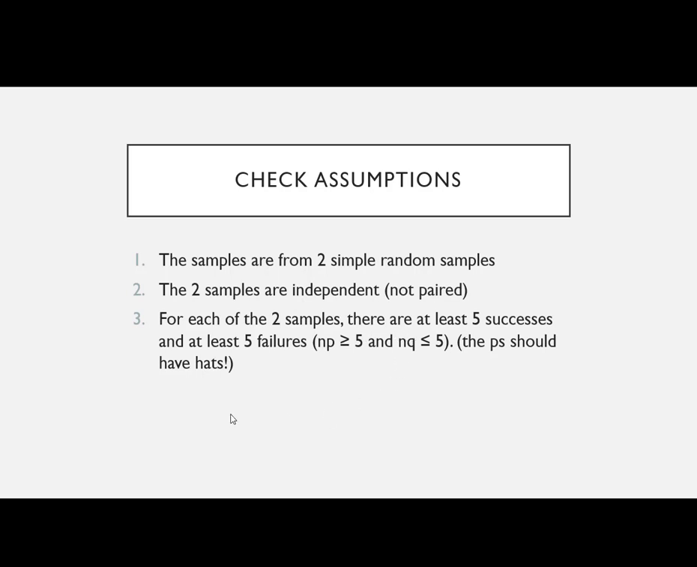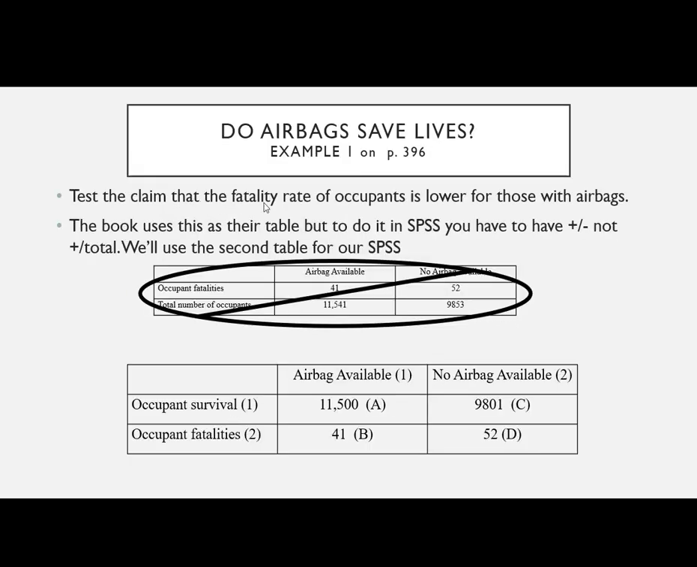But anyway, okay. The example I'm going to show you is on page 396, example 1. Do airbags save lives? We want to test the claim that the fatality rate of occupants is lower for those with airbags. And in the book, they use the total positives over the total plus the positives. We don't want that. We want those who survived and those who did not survive. So we want to set it up like this in SPSS. So don't use this table, use it this way.